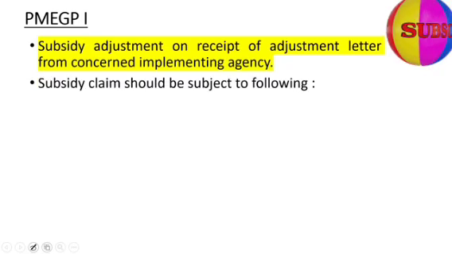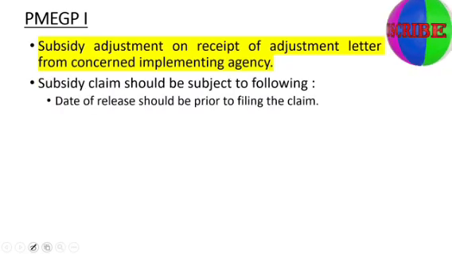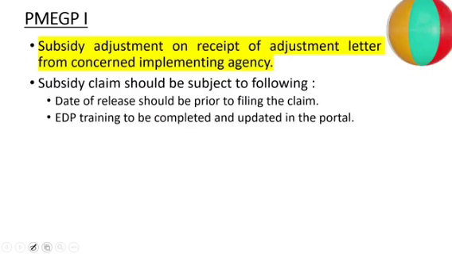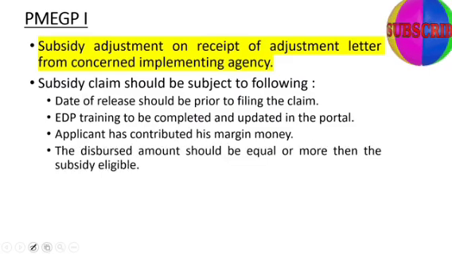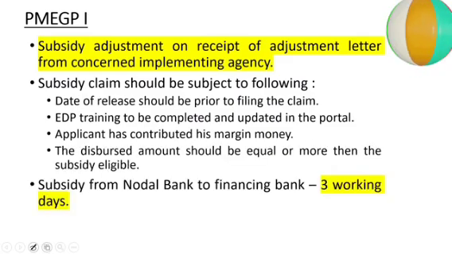Subsidy claim should be subject to the following. Date of release should be prior to filing the claim. EDP training to be completed and updated in the portal. Applicant has contributed his margin money. The disbursed amount should be equal to or more than the subsidy eligible. Subsidy from nodal bank to financing bank: normally the upfront subsidy should come within 3 working days.